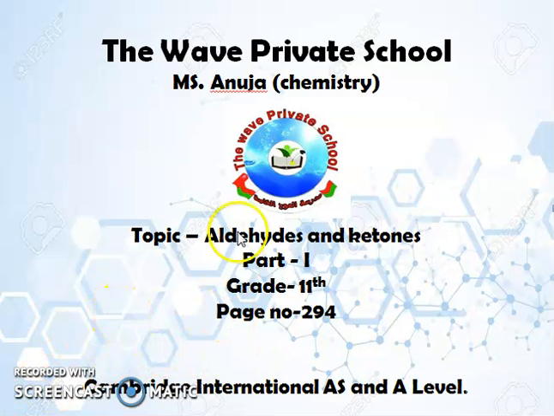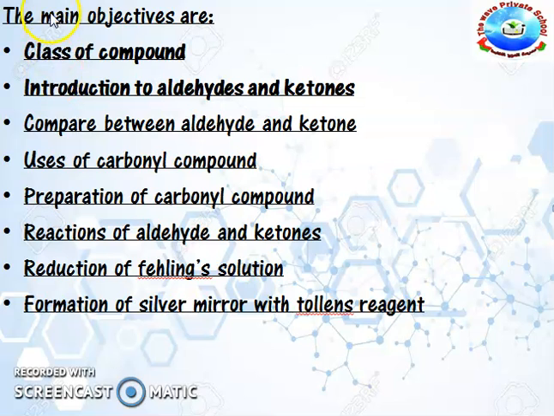Students, this video is for part 1. Don't forget to watch part 2 also. Let us see what the main objectives are. The main objectives are class of compound, introduction to aldehydes and ketones, then a comparison between aldehydes and ketones, then uses of carbonyl compounds. Carbonyl compound means aldehyde and ketone. So these aldehydes and ketones are called carbonyl compounds.